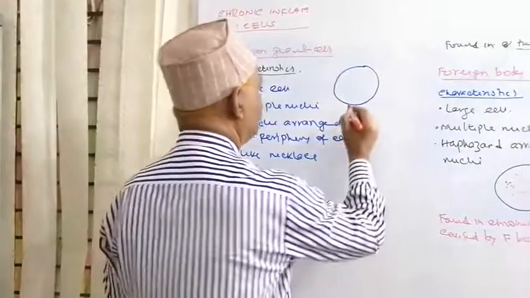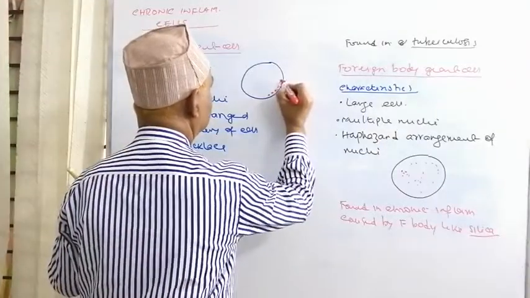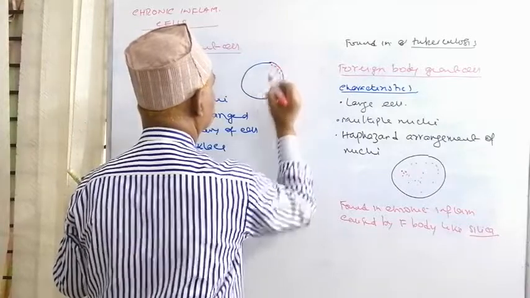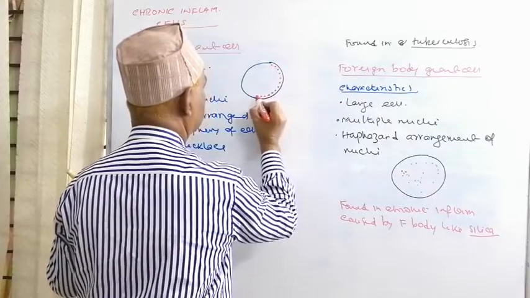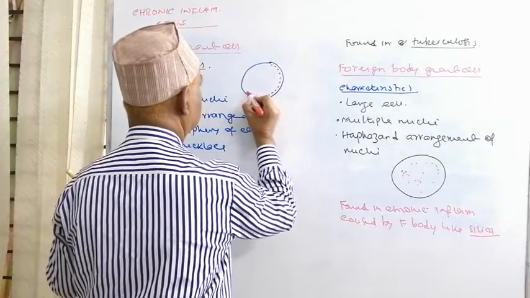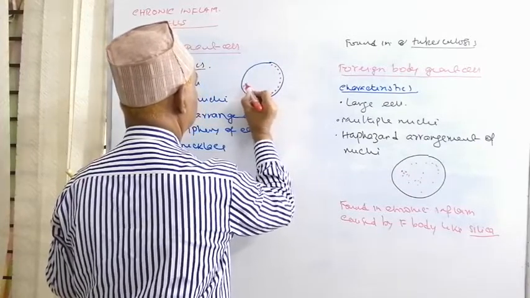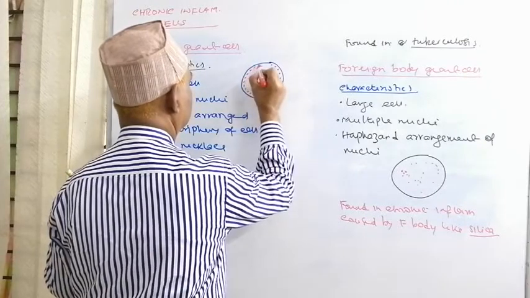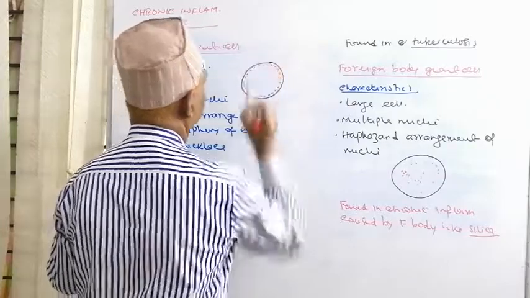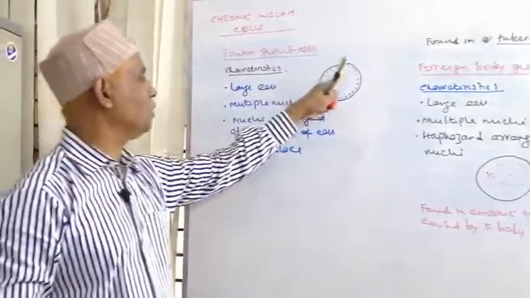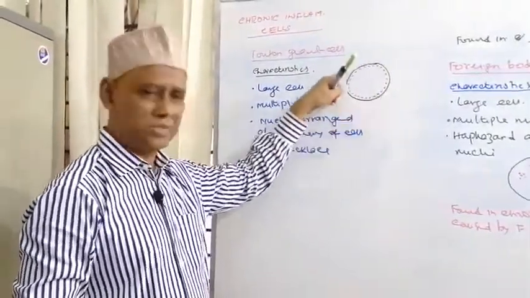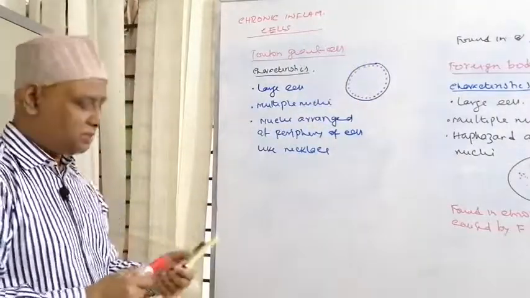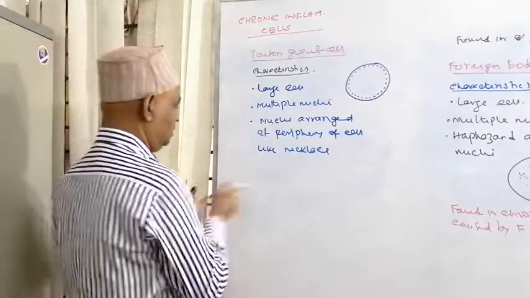If the red ones are all nuclei, so the arrangement of all red nuclei is like necklace. This is Touton giant cell. Where is it found? It is found in xanthoma.